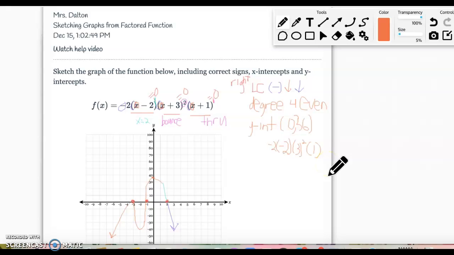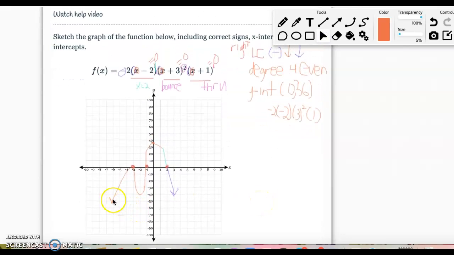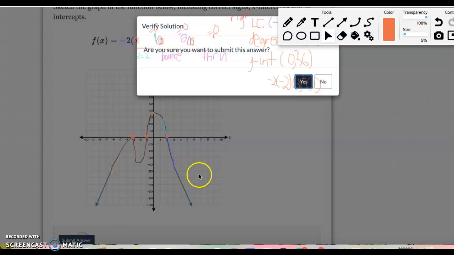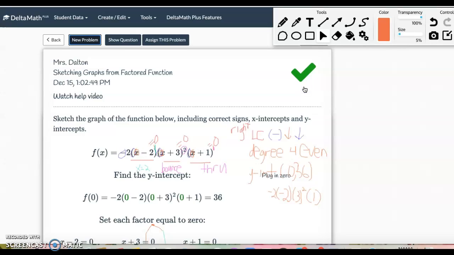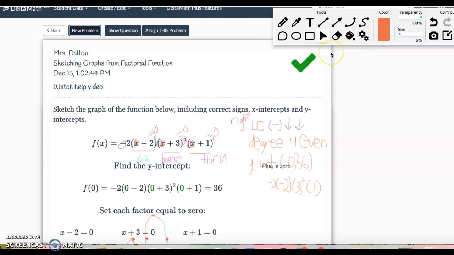So once you get all of that graphed, then now on Delta Math, what they want you to do is they just want you to graph it in one swipe. So after you graph it on paper, now you should be able to graph it on the computer pretty easily. So I'm just going to come up and I'm going to trace it using Delta Math. Come up and hit that y-intercept, and then come down. When I release it, it'll put arrows on it, and then now I can check my answer. And it's correct.